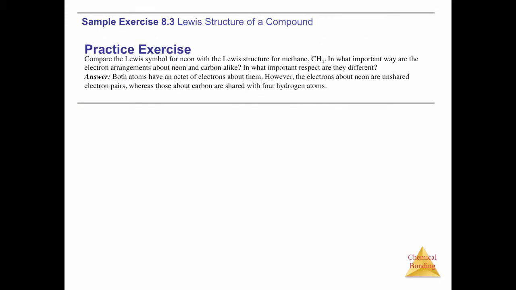Practice exercise. Compare the Lewis symbol for neon with the Lewis structure for methane, CH4. In what important way are the electron arrangements about neon and carbon alike? In what important respect are they different?